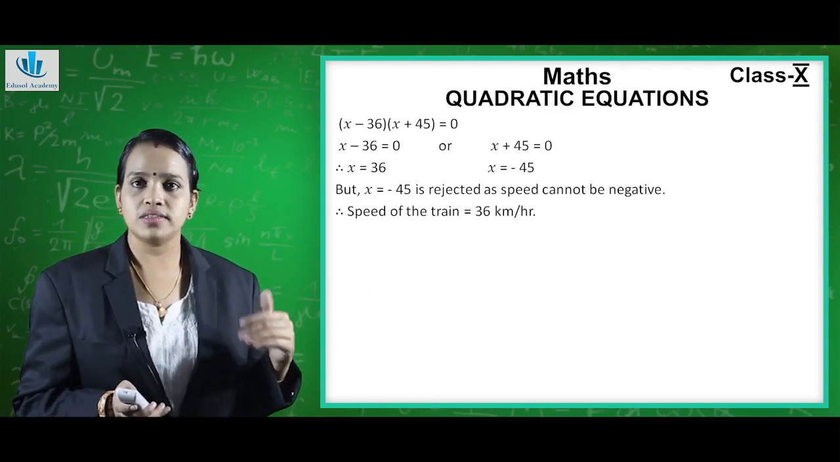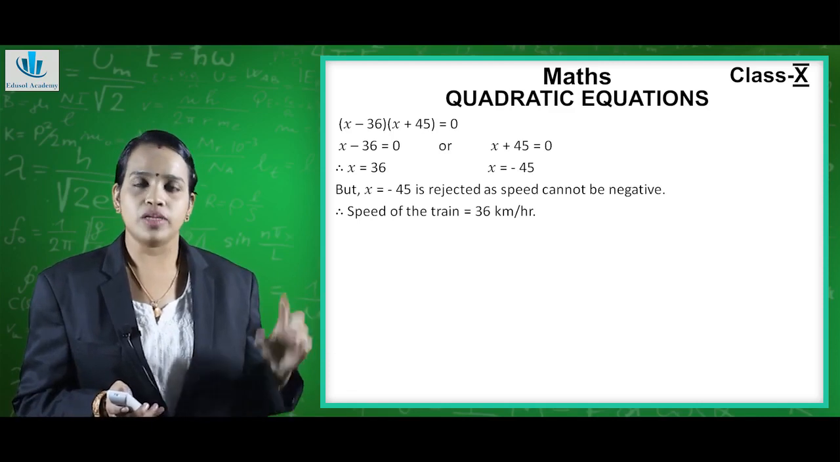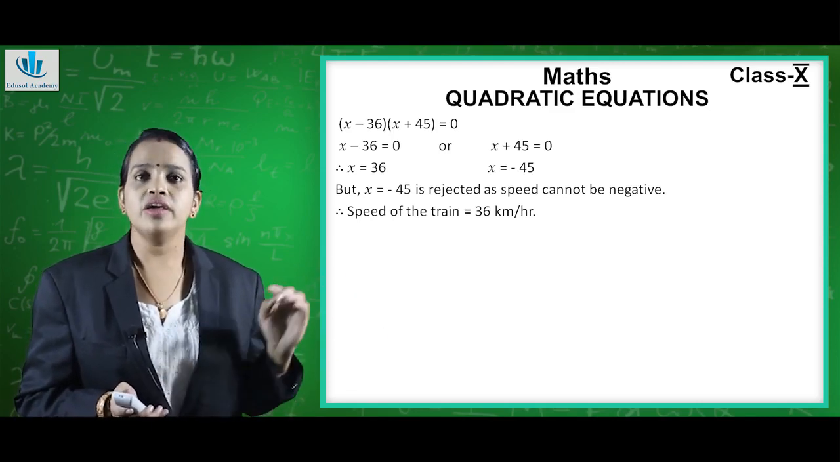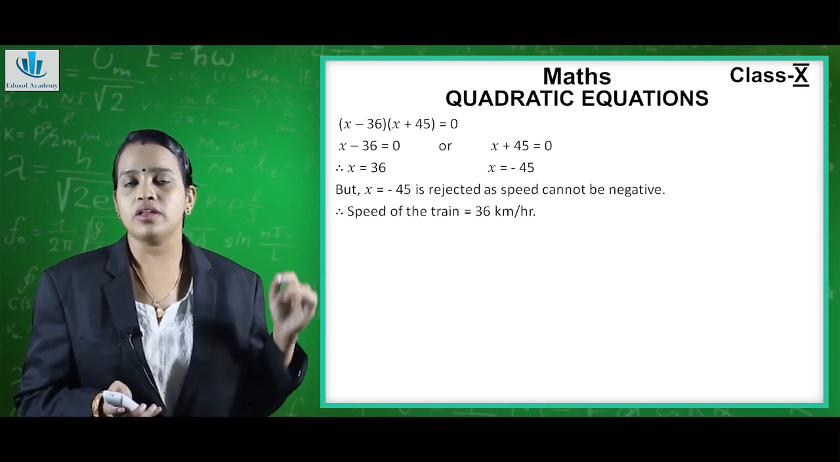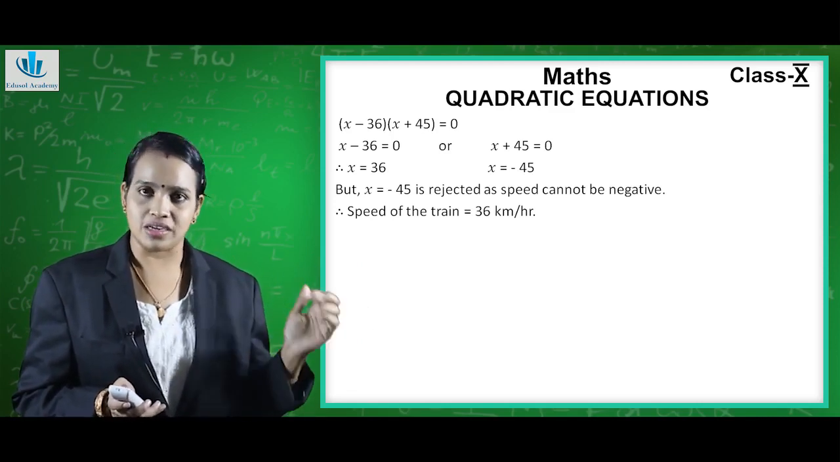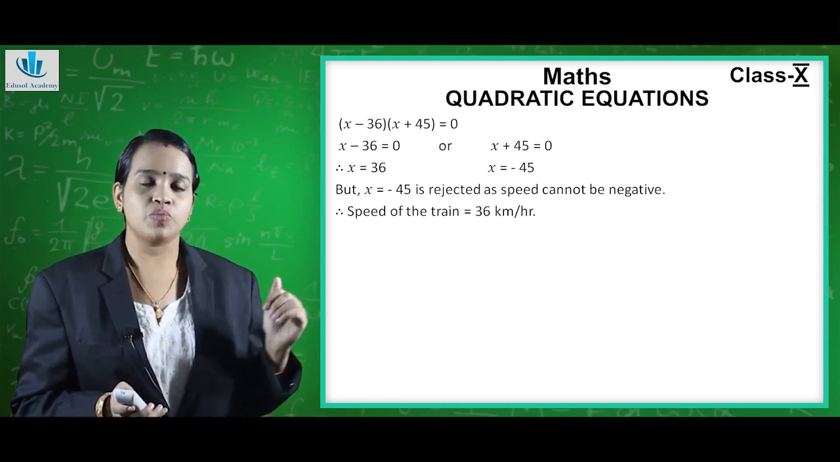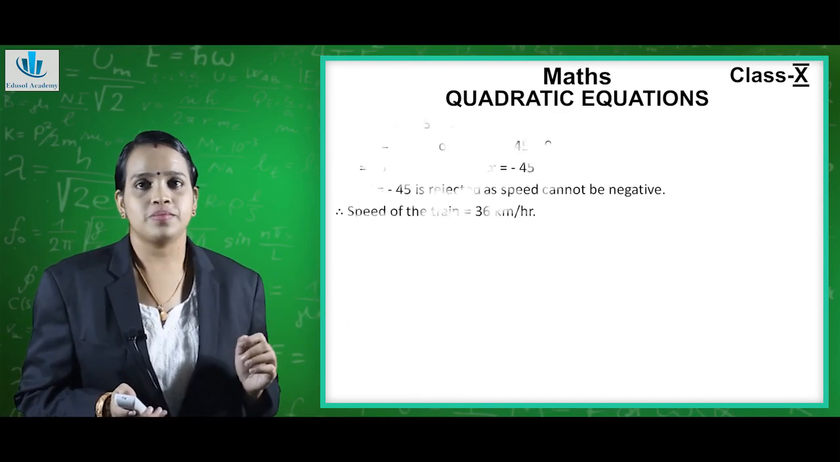So minus 36 becomes plus 36, so x is equal to 36. Here plus 45 becomes minus 45, so x is equal to minus 45. You know the speed cannot be in negative terms, so we are taking the value of x as 36. So we can say that the speed of the train is 36 km per hour.